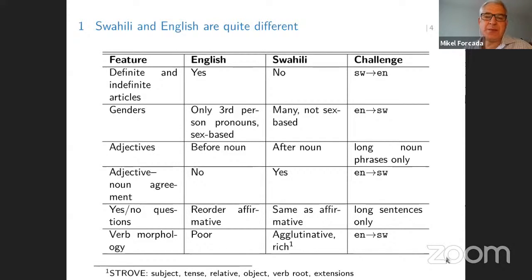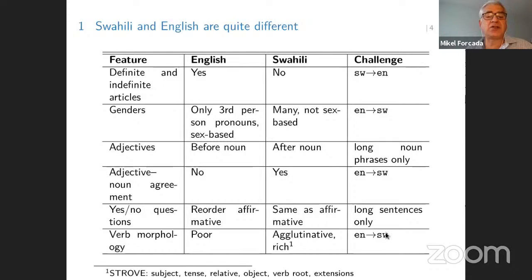That wouldn't be a big problem unless the noun phrases are very long. But the problem is agreement, because the adjectives agree with the nouns as regards the gender and number. Then there's other syntax things, like, for example, to ask a yes/no question. In English, you reorder the affirmative sentence and you use an auxiliary verb, and in Swahili, you just change the intonation. So in writing, it's just a question mark at the end.